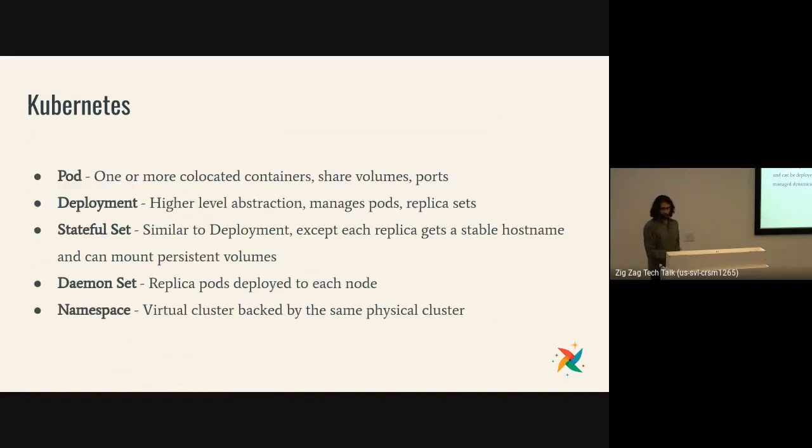You have a few high-level concepts here. Pods, which are just containers or an abstraction to manage containers. Deployments sit one level higher than pods. Stateful sets, which are basically deployments with a stable host name and persistent volume. Daemon sets, which are replica pods that run on every node. A lot of the time, logging things will be daemon sets. And namespaces, which are virtual clusters backed by the same physical cluster. Namespace is probably one of Kubernetes' first levels of isolation.